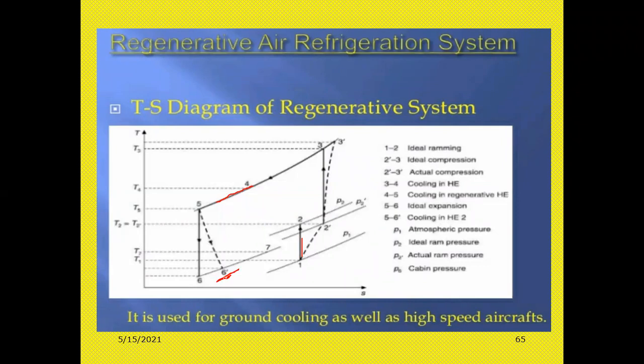Generally this type is used for ground cooling as well as high speed aircraft, whereas the bootstrap air refrigeration system is not required for the ground cooling system, but the regenerative system is used for ground cooling as well as high speed aircraft systems, right?